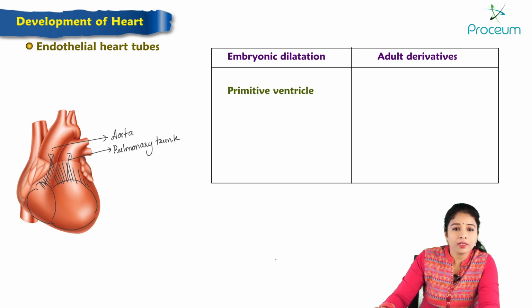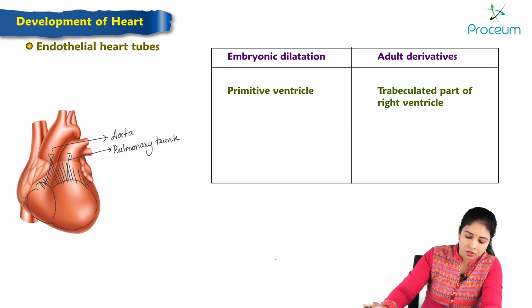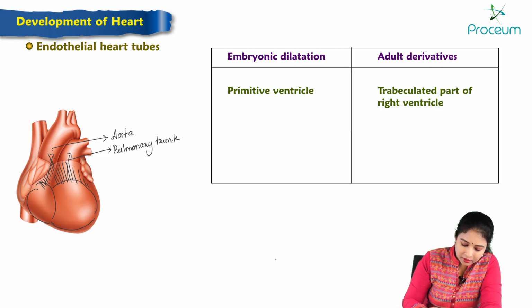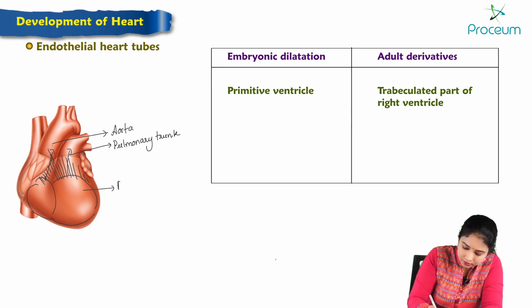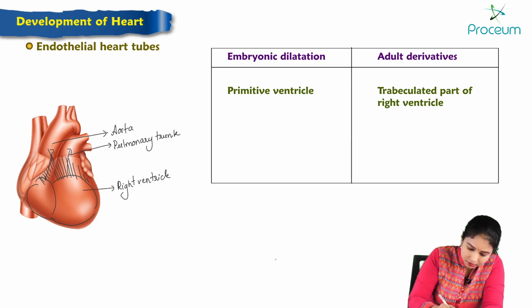Next, about the primitive ventricle. The primitive ventricle forms the trabeculated part of the right ventricle. If you see the right ventricle here, and the left ventricle continues into the aorta, because of the looping of the heart, we can see the aorta is overridden by the pulmonary trunk.